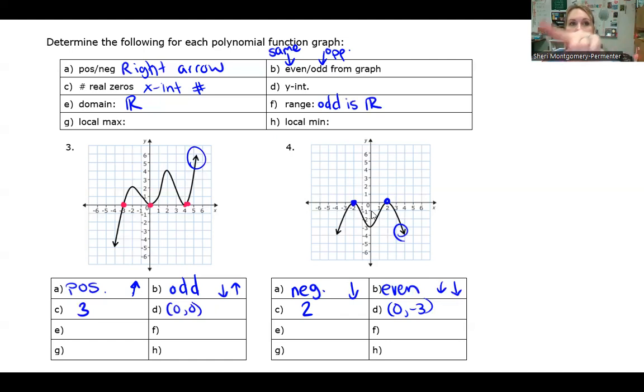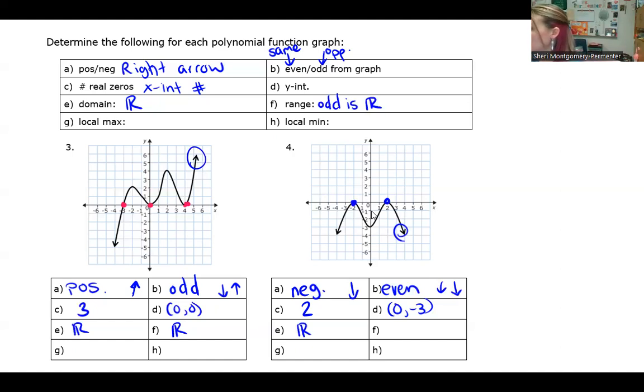So we have one of those examples that's odd. 3 is odd, so we can say, oh, we forgot to list our domain. For both of these, it's all real numbers. And for number 3, we can go ahead and say that it is all real numbers for the range too, because they point in different directions.